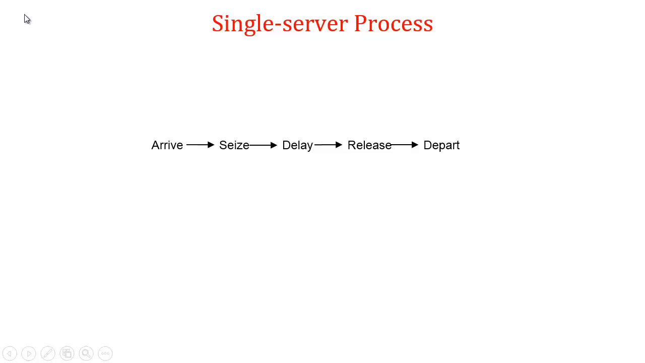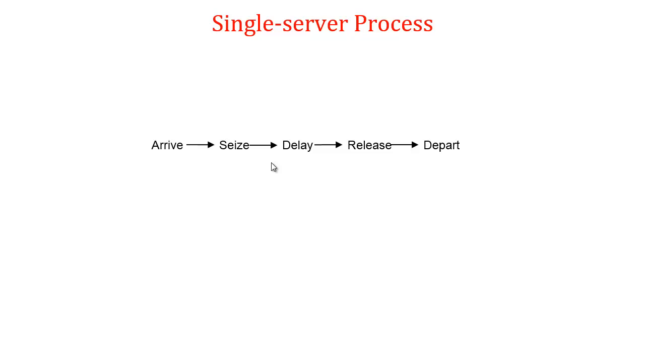So this diagram basically illustrates how we want our system to work. So essentially we will have an entity that will arrive to our system, and then we'll go through what's called the seize delay release process. The seize delay release process involves the entity seizing a unit of capacity of a resource and then delaying for some period of time representing the processing, and then releasing the resource.